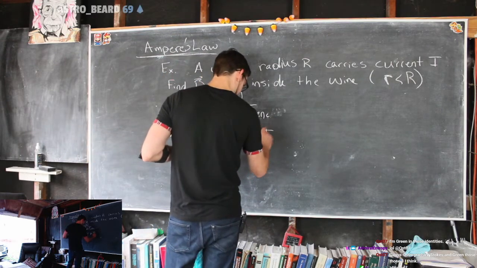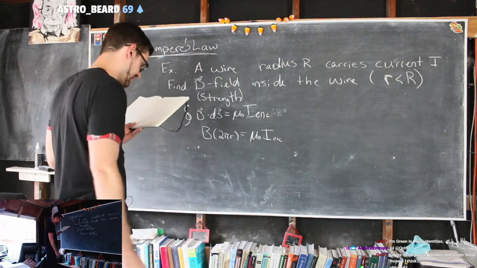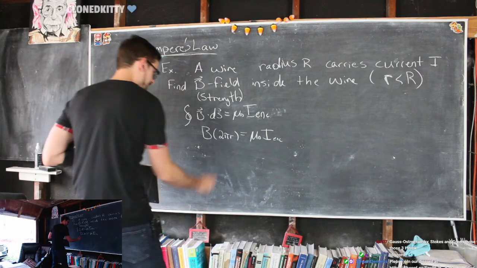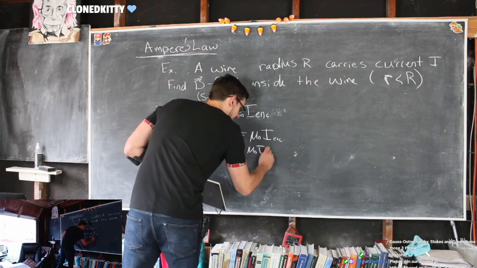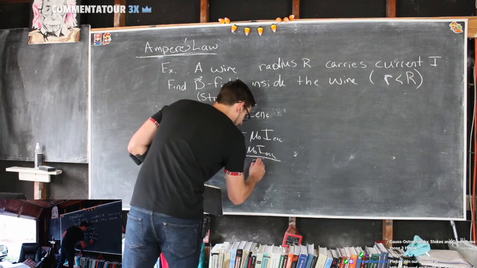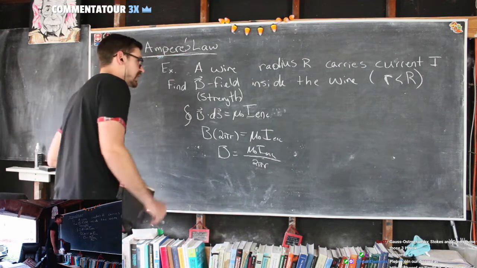This will give us our mu sub naught I enclosed on the one side, and B times the length on the other. So of course we get our nice B is equal to mu sub naught I enclosed over 2 pi r. So that's the first step. Find out where the B field is always in terms of your I enclosed.